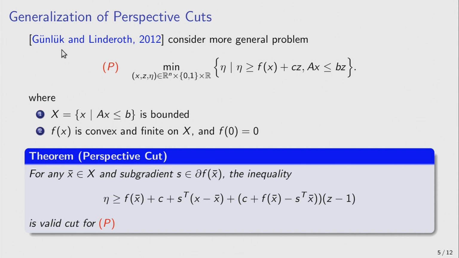Oktay Günlük and Jeff Linderoth figured out, in this one example, how to generate cuts, and they have a formula for a subgradient. They looked at a set where they have a single objective function that's nonlinear with a linear term, some linear constraints, and the right-hand side is bounded by z. The polyhedron is bounded, and f of 0 is 0. They showed that the subgradient, because this function is not necessarily everywhere differentiable, is then given by this inequality down here.